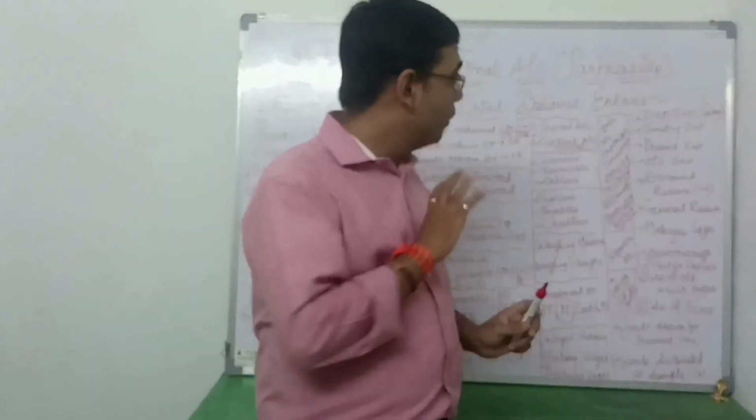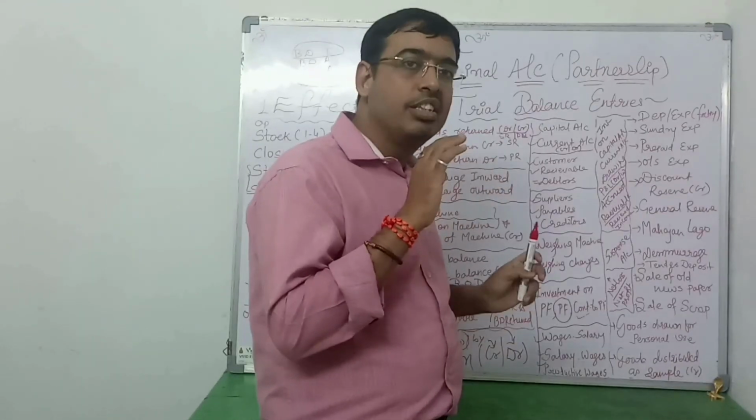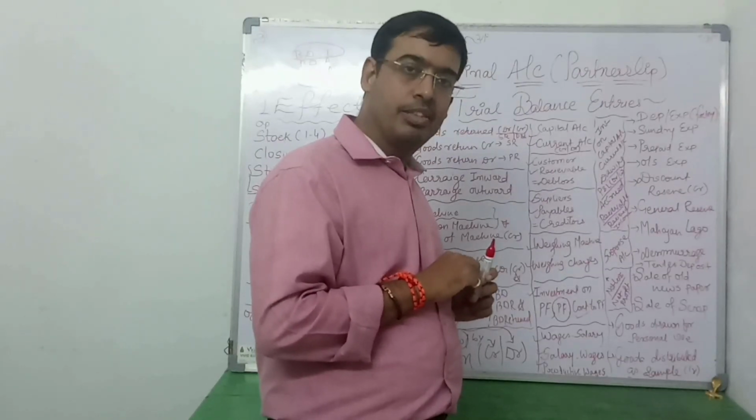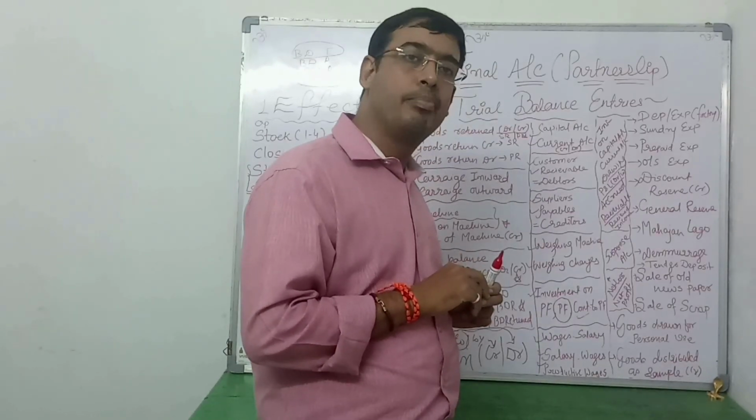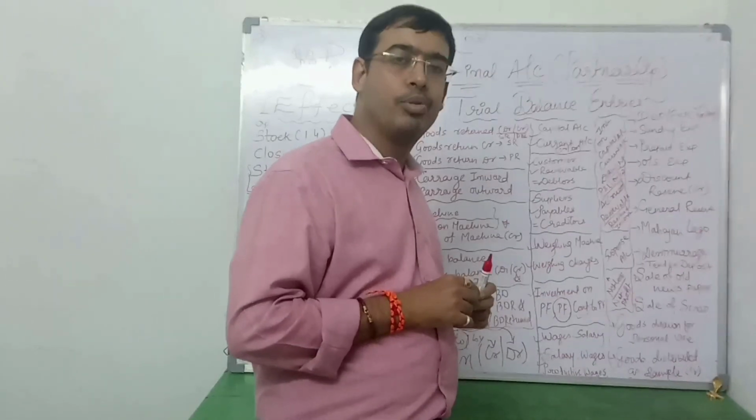I hope you have understood the major trial balance entries which are a little bit tricky in nature, and I have justified them. If you still require many more entries to understand, just comment. I would be happy to reply.